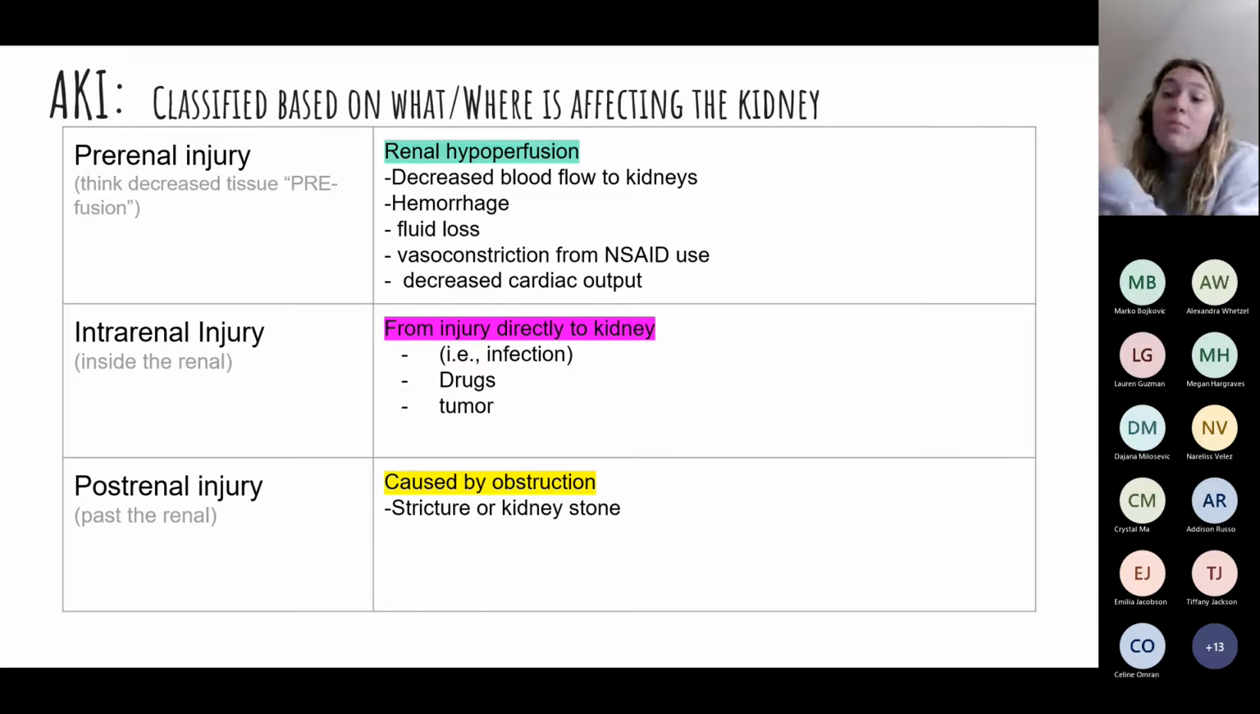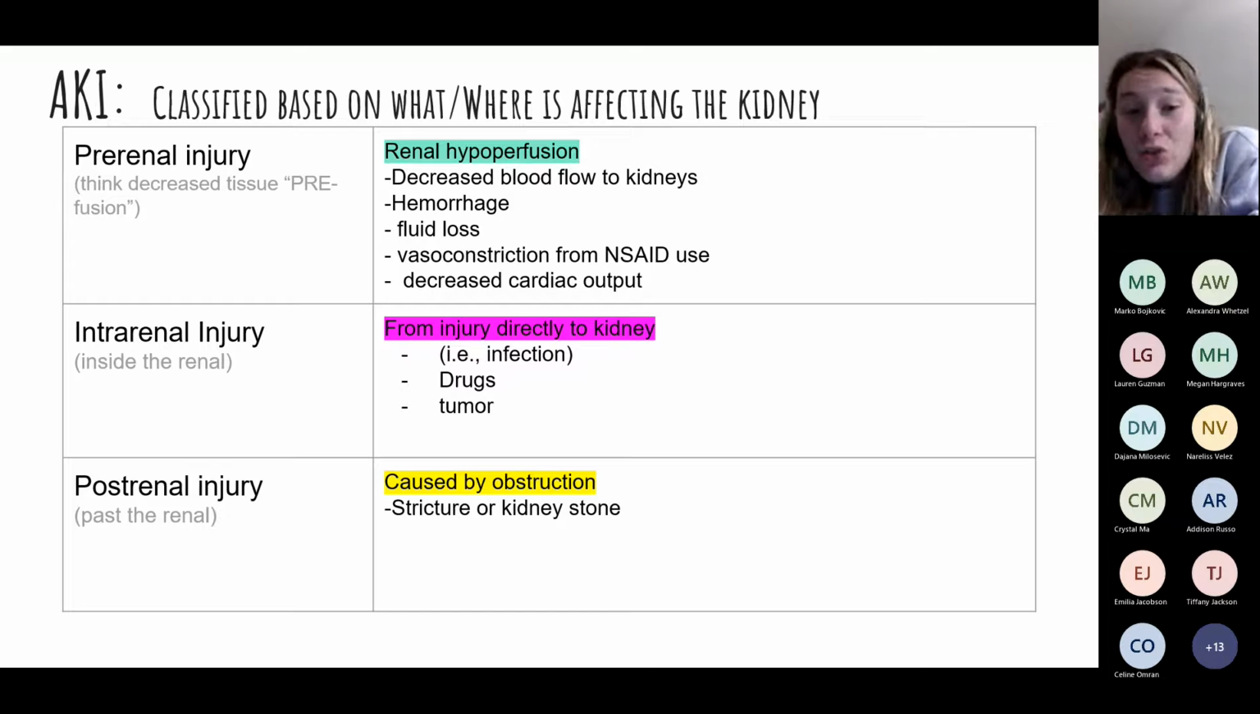So there's not an issue with my kidney itself. There's an issue with something before the kidney. So my kidneys are experiencing an injury because they're receiving inadequate blood, nutrients, and oxygen. So if I have decreased blood flow to the kidney, that's going to be a pre-renal injury because this injury is happening before the kidneys. Most likely hypoperfusion. So that's why I put in little parentheses, think pre-fusion. It's just per, but pre.